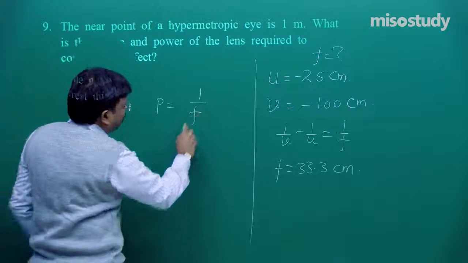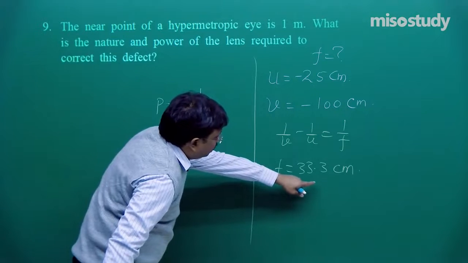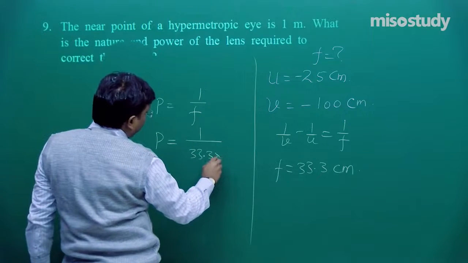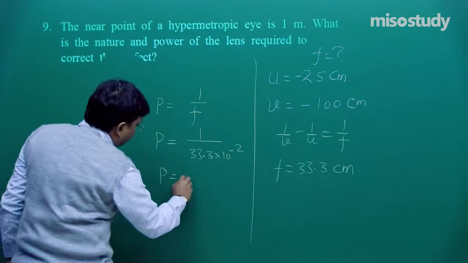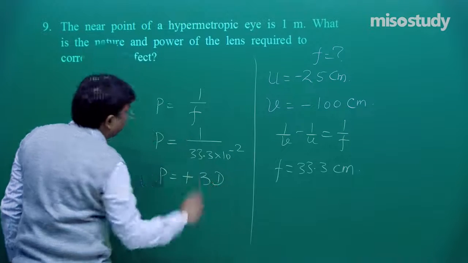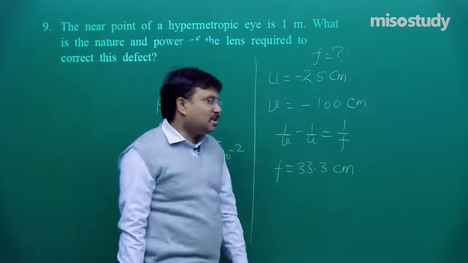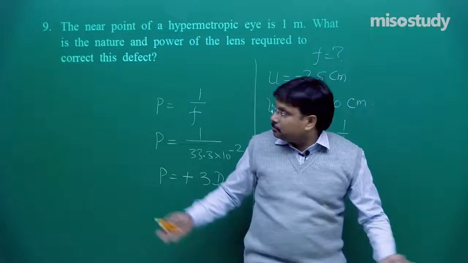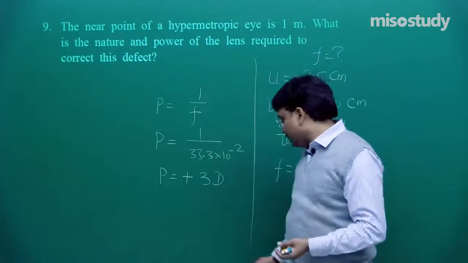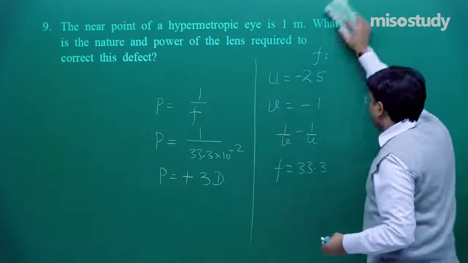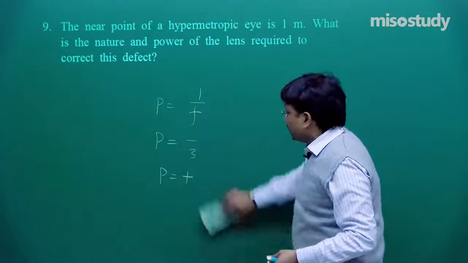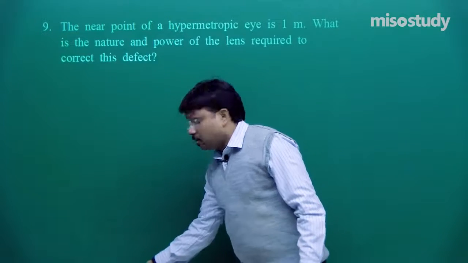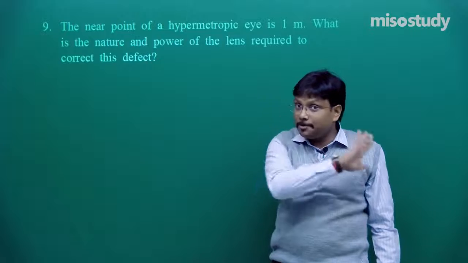Now, let us talk about P. P is equal to 1 by F, that too in meters. When you put the value in meters, into 10 to the power minus 2, after solving you will get plus 3 diopter. So, plus 3 means what? Is the lens convex or concave? Obviously, it should be convex. Everything is clear. Do not think these are difficult aspects; these are simple aspects, provided you have the idea of the concept and the formula is at your fingertips.